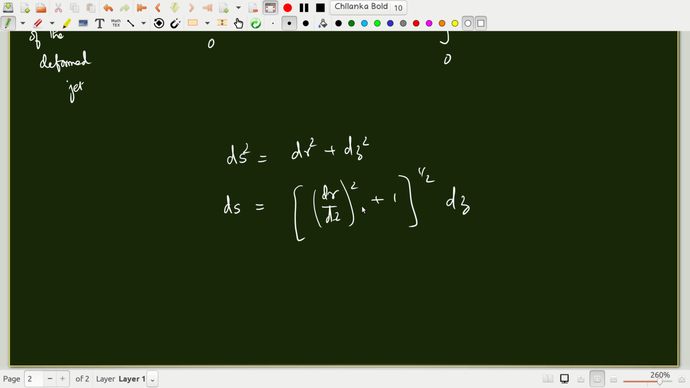Now because this is small, when x is small, 1 plus x to the power half is approximately 1 plus half x. Okay, similarly for small x.